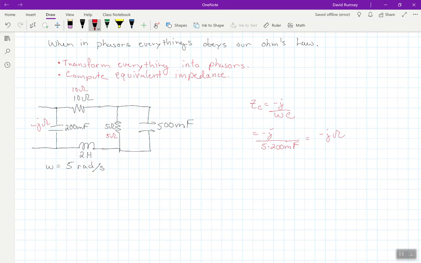And then let's do the 2 henry inductor. The impedance for an inductor is j omega L, so that would be j times 5 times 2, which is j10 ohms. And then this one is another capacitor, so that would be minus j over 5 times 500 millifarads, which gets me negative j0.4. All right, so these are all my components. Now I have to combine these in order to find my equivalent impedance.